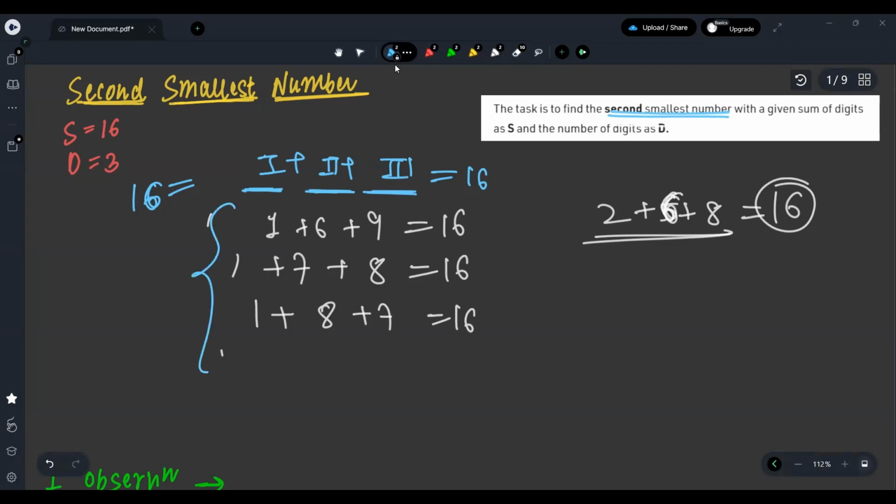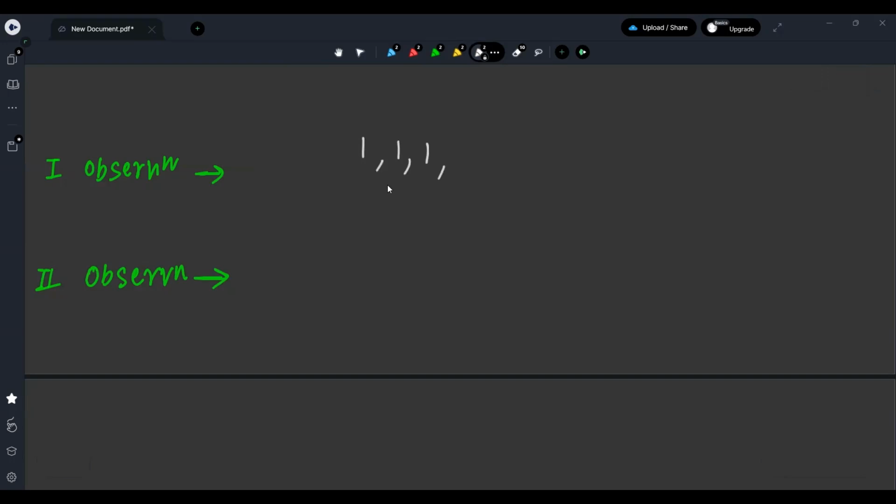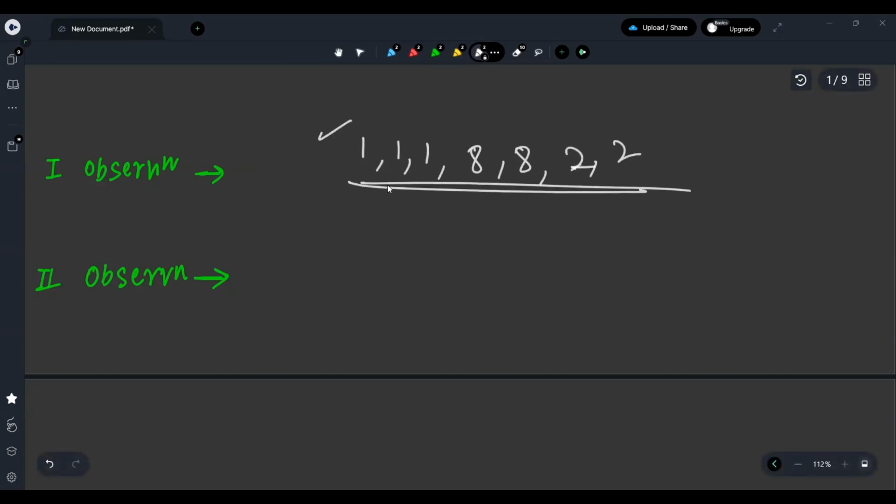So how can we do this question? Let's understand some observations that we can make so as to approach the answer. Let us say we are given some numbers. Forget the question for now. Let us consider that we are given these numbers. Now, how can we generate the smallest number out of them?